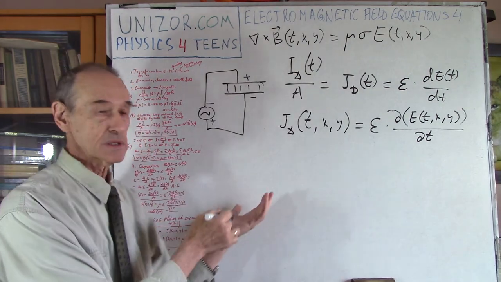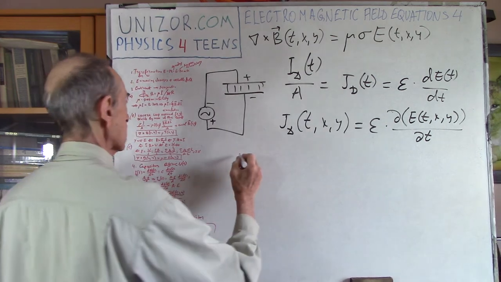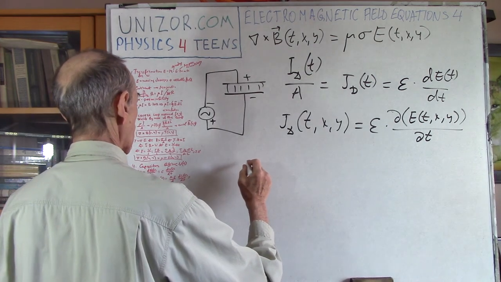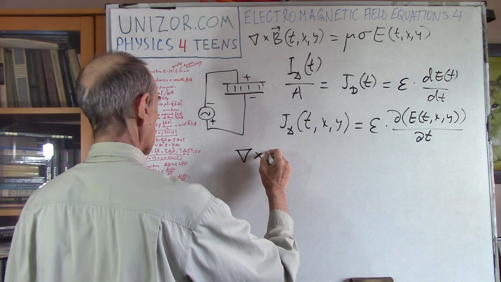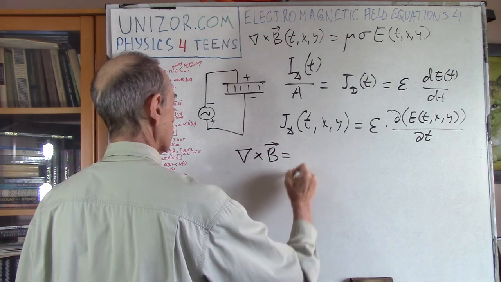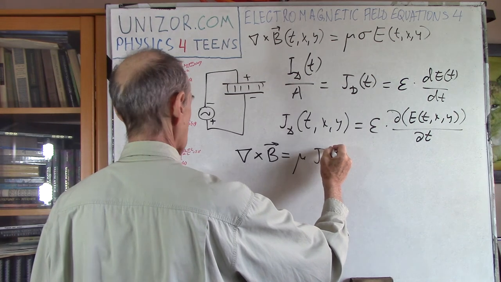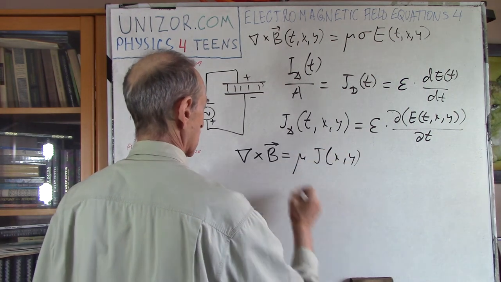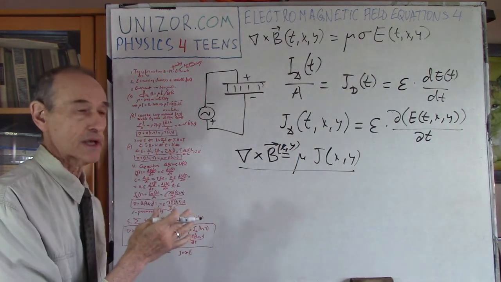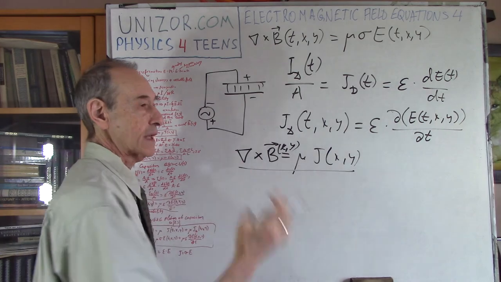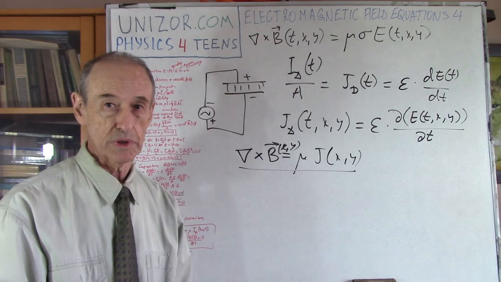Now, from the previous part of this lecture in the beginning, we actually derived the formula that nabla vector multiplied by B is equal to mu J, at (x, y). And this is also at (x, y). This was the first part of this lecture, when my J was related to real current with electrons moving.